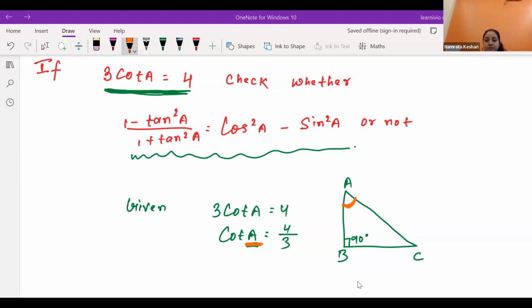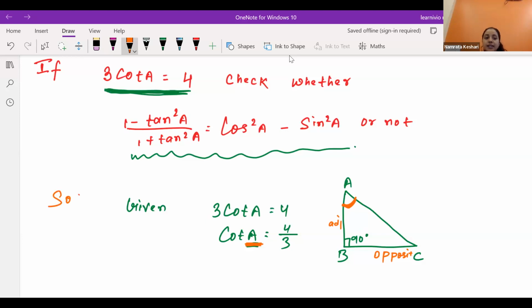Opposite is BC and adjacent is AB. Of course, opposite is BC and adjacent is this one. So our question is, if 3 cot A is equals to 4, then check that 1 minus tan square A by 1 plus tan square A is equals to cos square A minus sin square A or not. It can be same, it cannot be same.